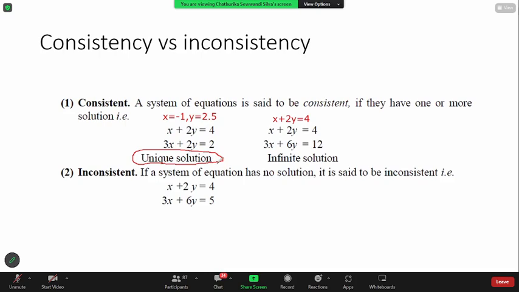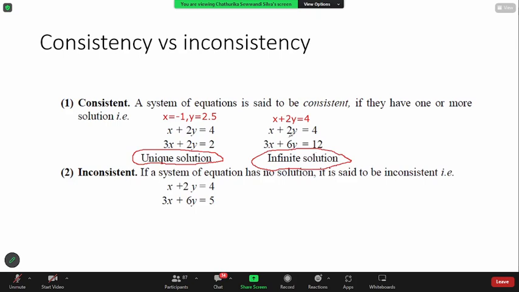But look at these two equations. What is written under them? Infinite solutions. What do you mean by infinite? In Sinhala we say anantha. Unique solution means there is only one answer when you solve this, x equals -1 and y equals 2.5. But here, when you solve these two equations, there are infinitely many solutions.